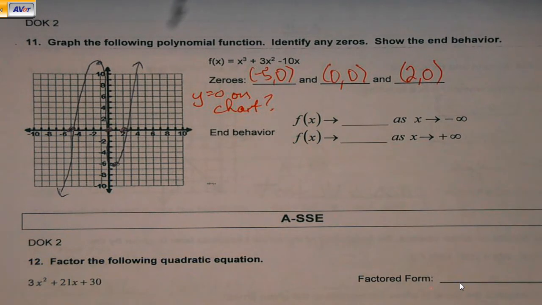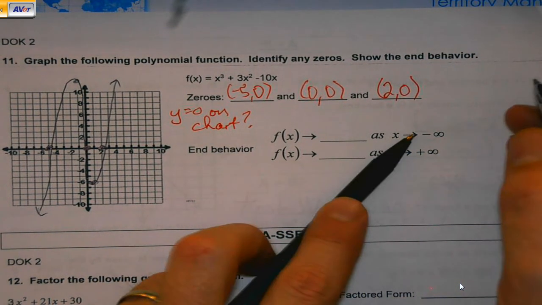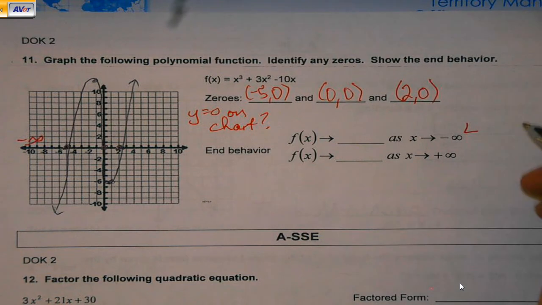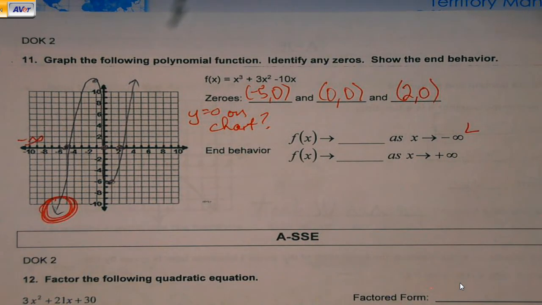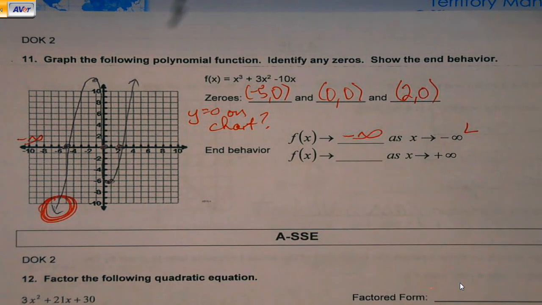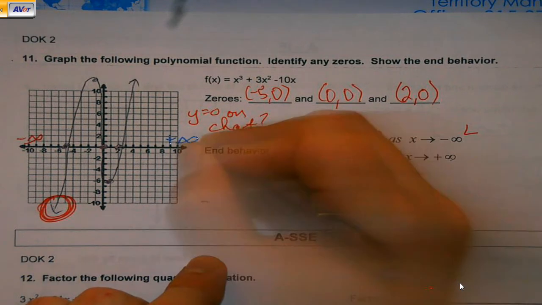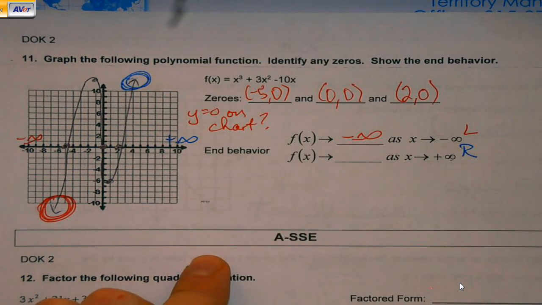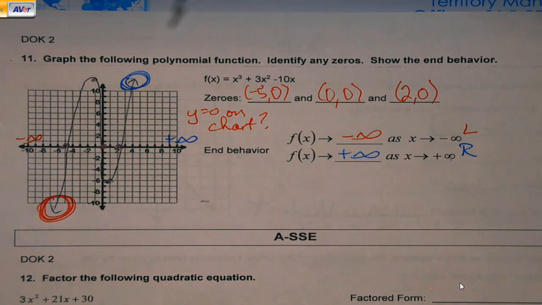And then my end behavior, and we talked about this before, as x goes to negative infinity is over here, so that's to the left, what direction is my y going? Is it going up or down? Well, it's going down. So it goes to negative infinity. Well, as x heads to positive infinity, as x goes to the right, what direction is the arrow going? It's going up or to positive infinity. Okay, keep it simple.